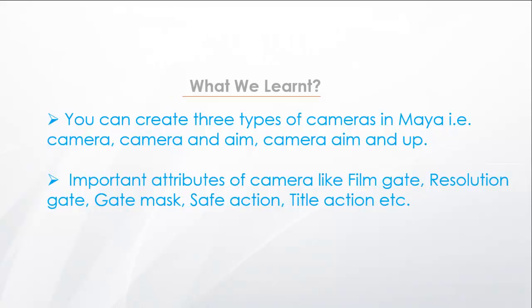We have seen the important attributes of camera which are available on panel menus and even in attributes, that is film gate, resolution gate, gate mask, where you can change the color of your gate mask to black, to anything, and also you can control the opacity of your gate mask, safe action and title action. These are the important attributes of camera which we have seen.